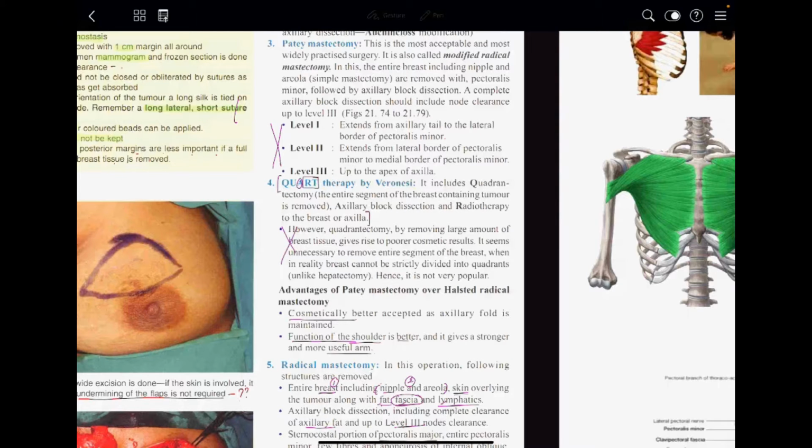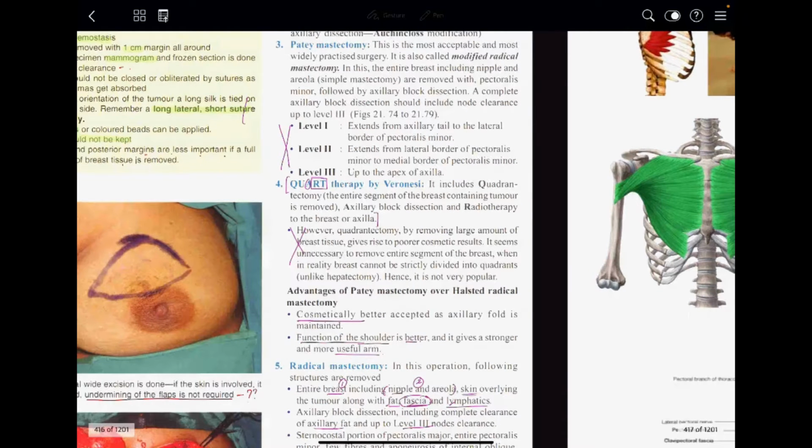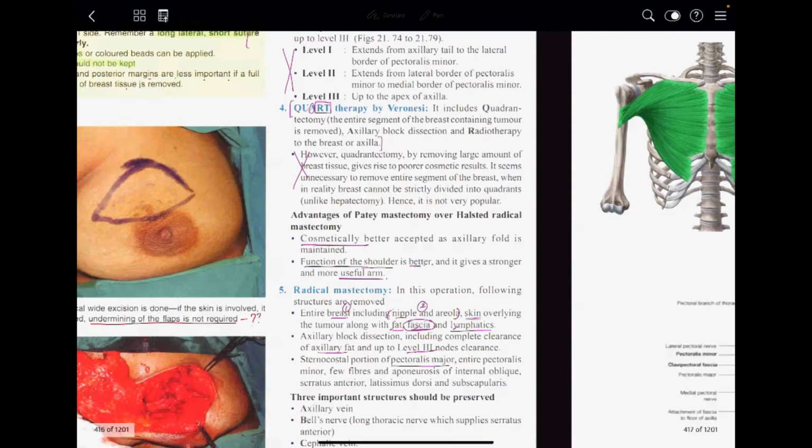Okay, so this leaves us with just one more surgery, and that is QUART surgery. So it is in the name itself. We do a quadrantectomy, like the entire segment of the breast containing the tumor is removed. See, this is not really a good method because the breast does not have actual segments like how the liver does anatomically. So this is not a really practical solution.